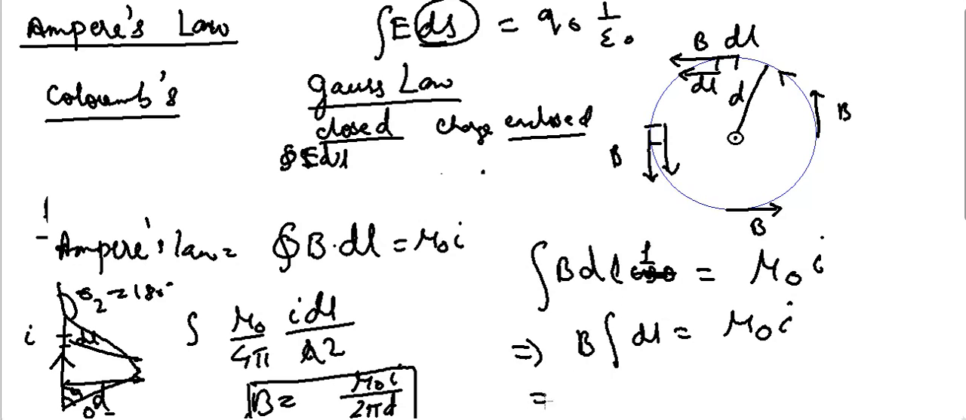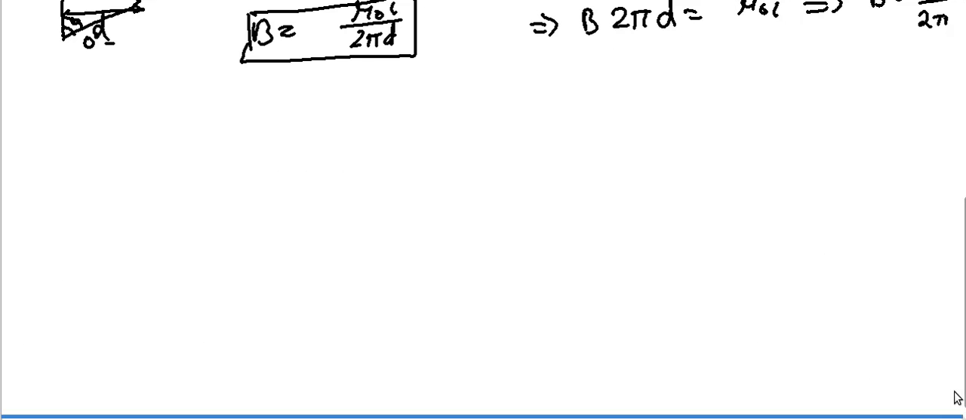So if I evaluate integration of dl, it is nothing but the total length of this circle, which is 2 pi r, or the circumference, or 2 pi d. I have taken d as the radius, so B times 2 pi d is equal to mu naught I. So this becomes B is equal to mu naught I by 2 pi d.